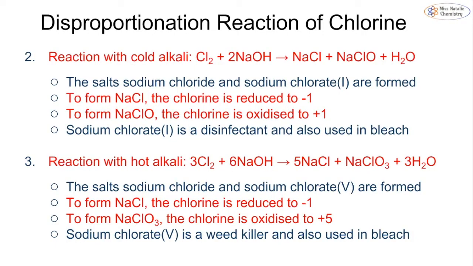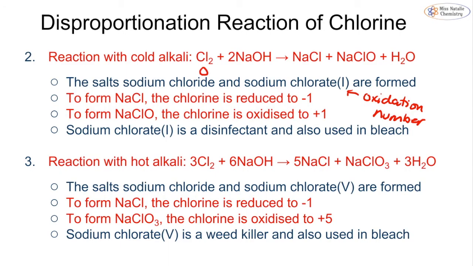Now, you also need to know the reaction of chlorine with alkali, and there are two different reactions that we have depending on if we have cold alkali or hot alkali. If it's with cold alkali, specifically sodium hydroxide, then we're going to make two salts. We're going to make sodium chloride and sodium chlorate(I). So the sodium chlorate(I), remember the Roman numeral is going to tell us the oxidation number of my chlorine in this case.